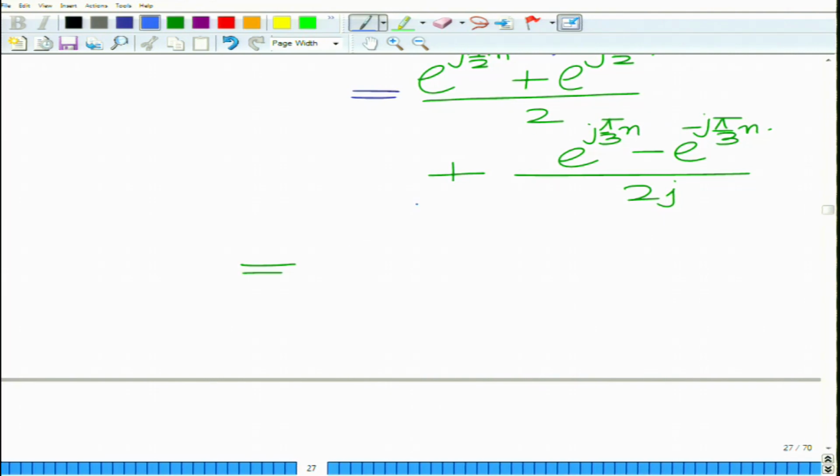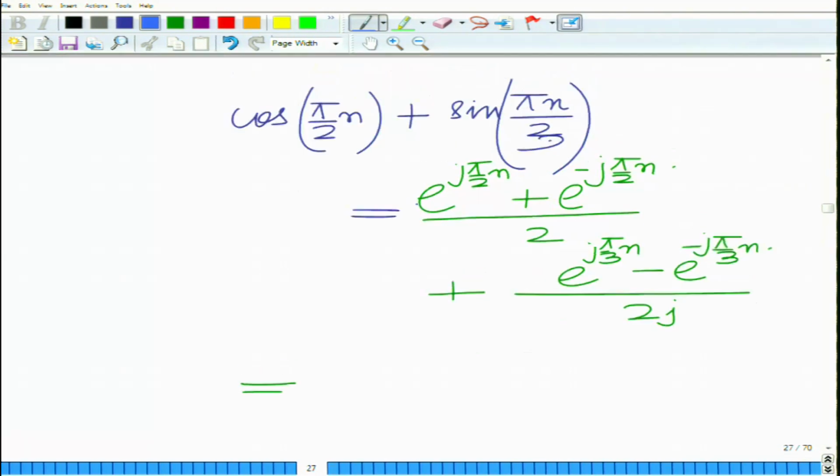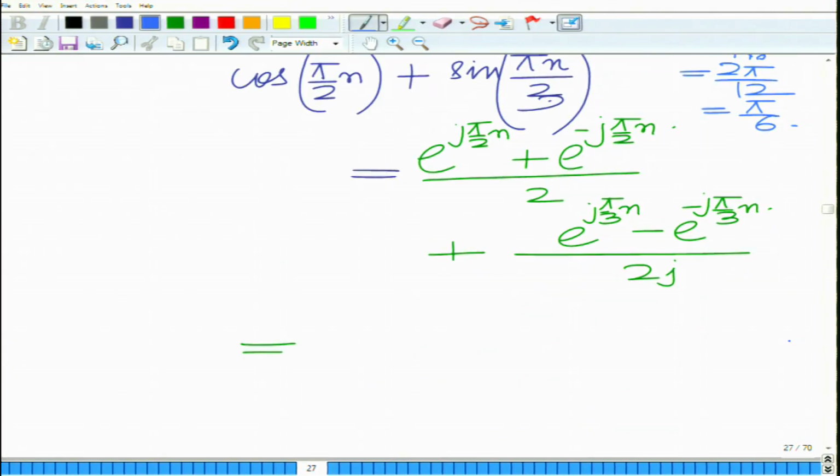Now, look at omega naught. The LCM n naught equals 12. So we have omega naught equals 2 pi over n naught equals 2 pi over 12 equals pi by 6. So pi by 2 is basically 3 omega naught. So omega naught is basically pi by 6. So pi by 2 is 3 omega naught and pi by 3 is 2 omega naught.